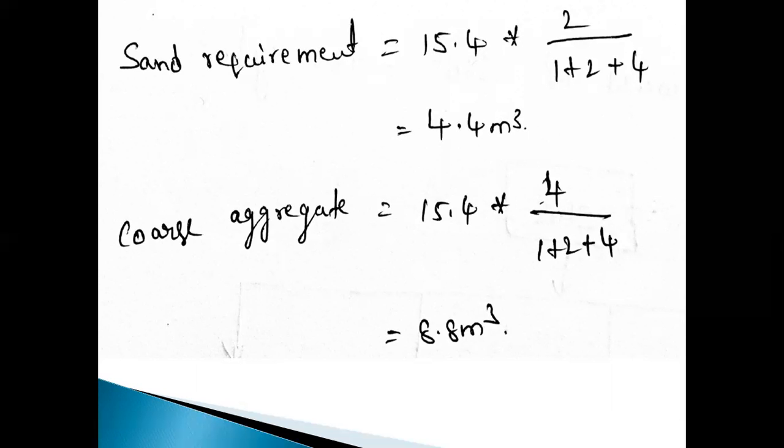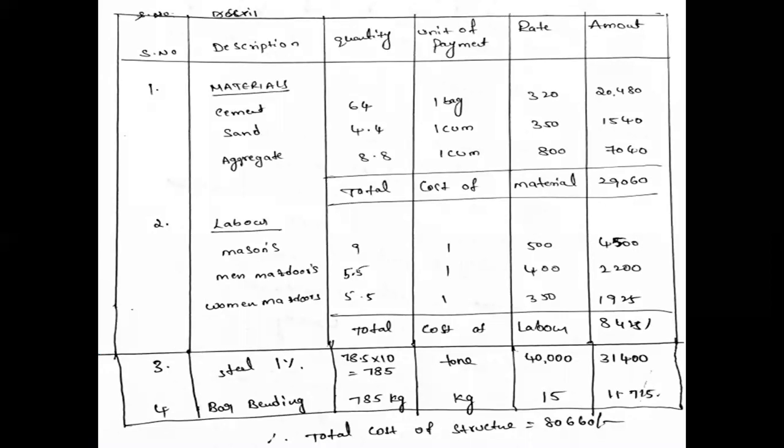So next we calculate the cost of material and cost of labor. Write in table form: serial number, description, quantity, unit of payment, rate, amount. Here we calculate the steel and bar bending also. Here for cement concrete RCC, the material is calculated, then steel and bar bending amount. So first we calculate the materials: cement, sand, aggregate. We find out the quantities.